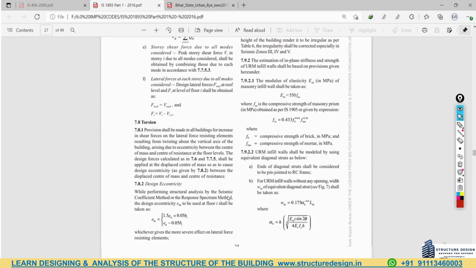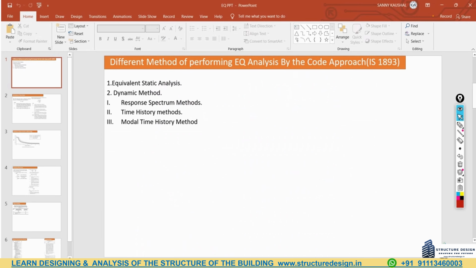Now come back to the PPT which we were studying. So we were studying the different methods of performing earthquake analysis by the code approach. So if you look at IS 1893, there are two methods of performing earthquake analysis. One is static analysis and second is dynamic analysis. Suppose in our building, if I want to perform a static analysis, then we have to follow the equivalent static analysis method for doing an earthquake analysis.